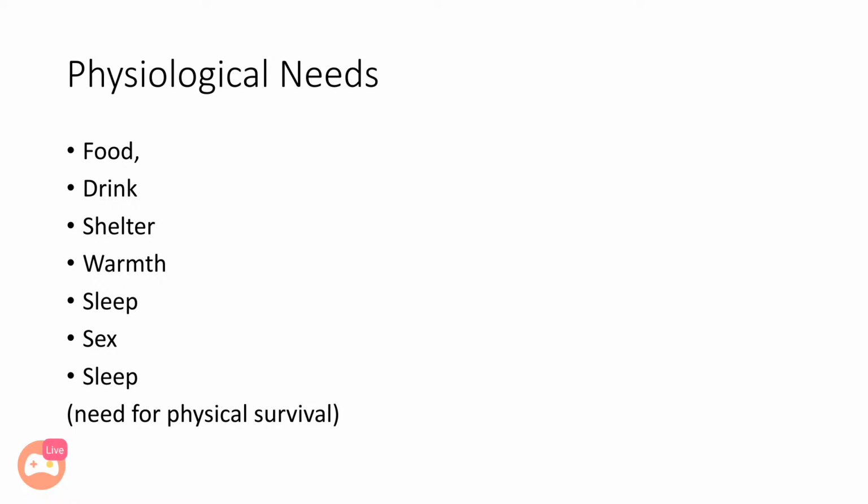The first need that Maslow describes is physiological needs. I think we can understand what the word need means. Need means desire. Need means urgency. Like if I'm thirsty, my need is water. If I'm hungry, my need is food.